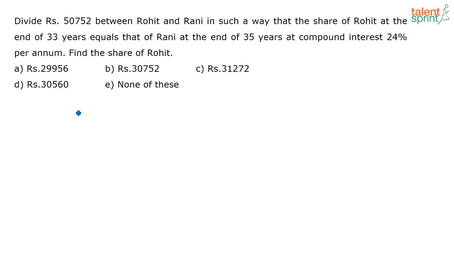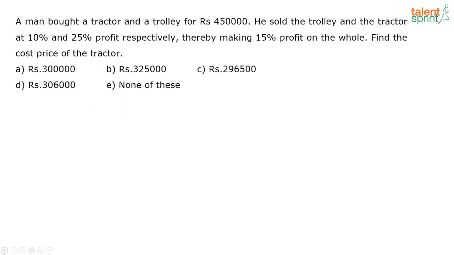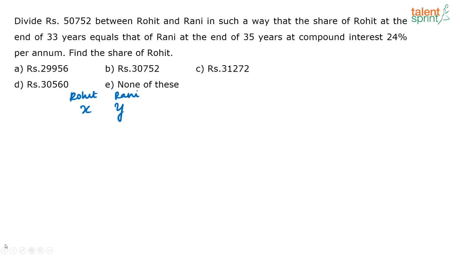See, let me assume that Rohit is getting X rupees and Rani is getting Y rupees. Now, what is happening when they are getting this amount respectively? The share of Rohit at the end of 33 years equals the share of Rani at the end of 35 years at compound interest 24% per annum.